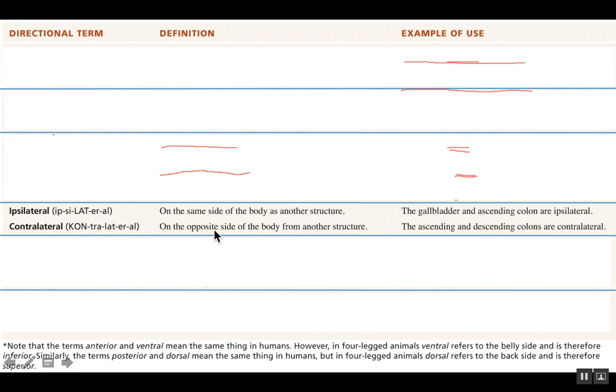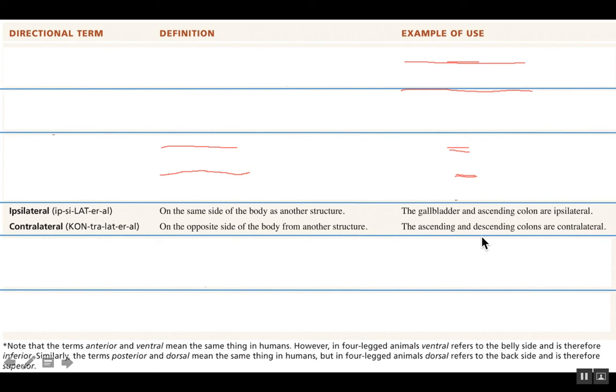Contralateral is opposite sides. If we have two organs and they're on opposite sides, one on the right and one on the left, for example, we say those organs are contralateral. A couple examples, and on the next slide we have a picture to help us identify these. The gallbladder and ascending colon are ipsilateral. Both the gallbladder and ascending colon are on the right side of the body, so they are ipsilateral.